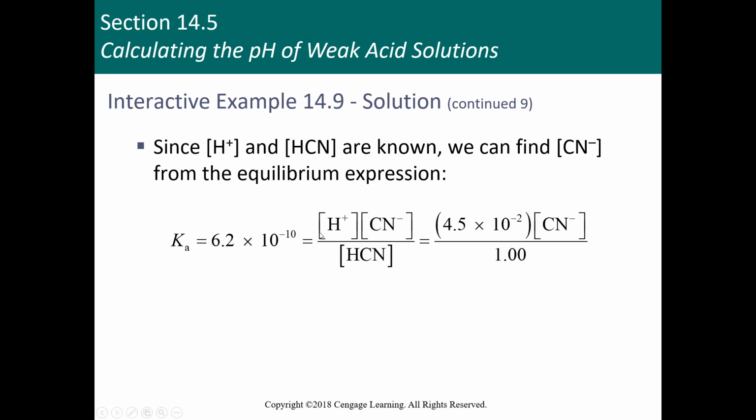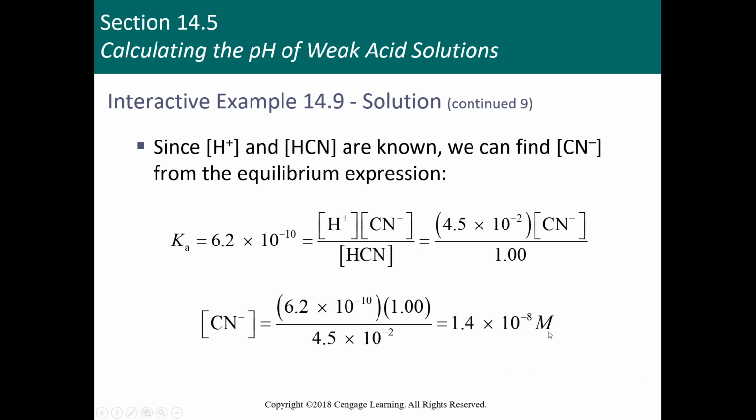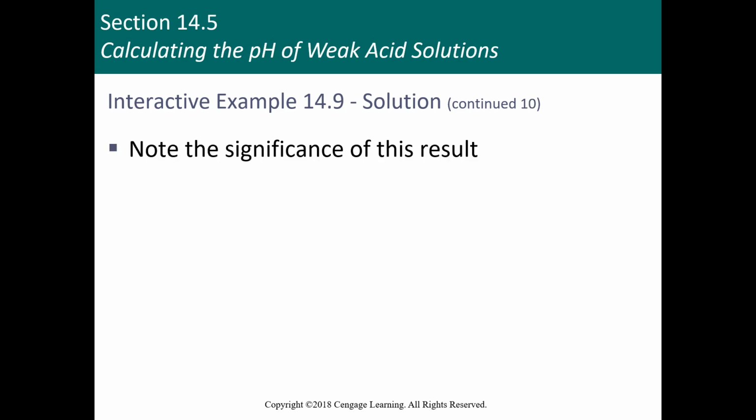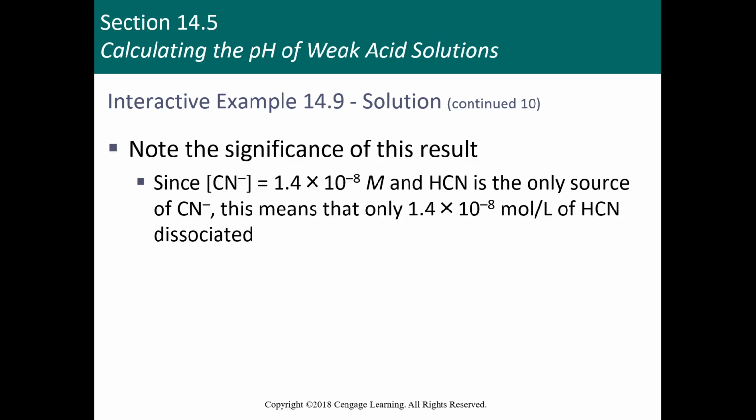This right here is again the initial concentration because that minus x won't matter. We can ignore that. And so we take these values, this divided by 1, which is itself. We're then going to divide 6.2 times 10 to the negative 10 by this number right here, 4.5 times 10 to the negative 2. And that will give us our CN minus concentration, which you'll notice is very, very low. 1.4 times 10 to the negative 8.